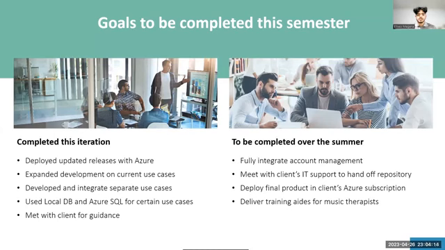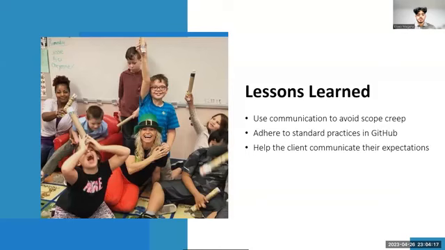Some of the things we learned: we want to be better communicators to avoid scope creep. We want to adhere to standards and practices in GitHub, and make sure everybody's working on the latest releases. And we want to help communicate our clients' expectations, try to get what they really want out of them, and help them understand our capabilities.